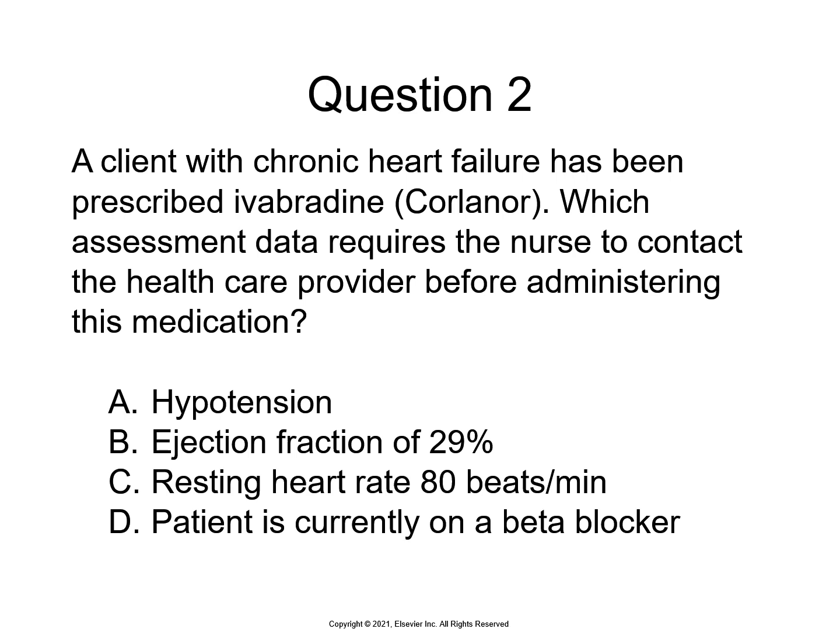So obviously our answer here is given for a low ejection fraction. So we know that that's not the answer. Resting heart rate of 80 beats a minute, that's normal. And if they're on a beta blocker, well, they probably are. So your key here is the hypotension. That is what you would notify the doctor for.